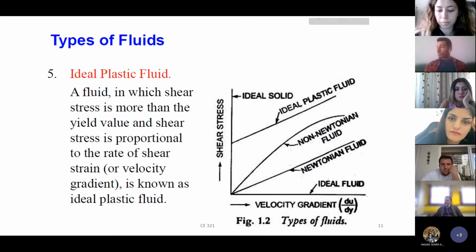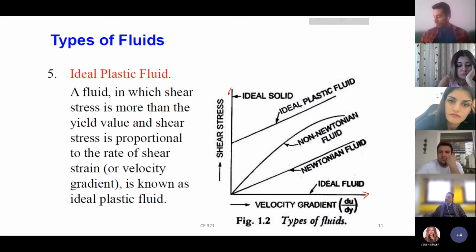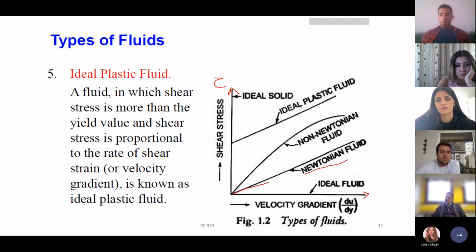We have the x-axis equal to velocity gradient. This is my x-axis. And on the y-axis, I have shear stress, or tau. This is tau. If tau is proportional to du over dy, it can be shown with this line, which is called Newtonian fluid. If it is not proportional, it should be shown by this curved line. It is called non-Newtonian fluid.